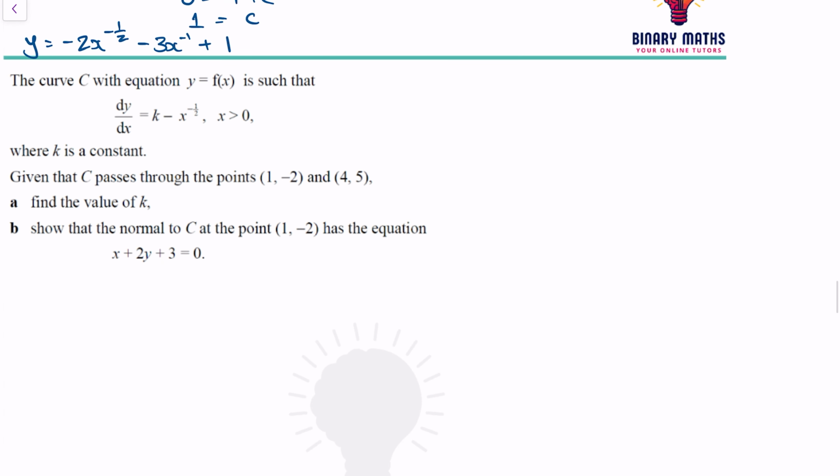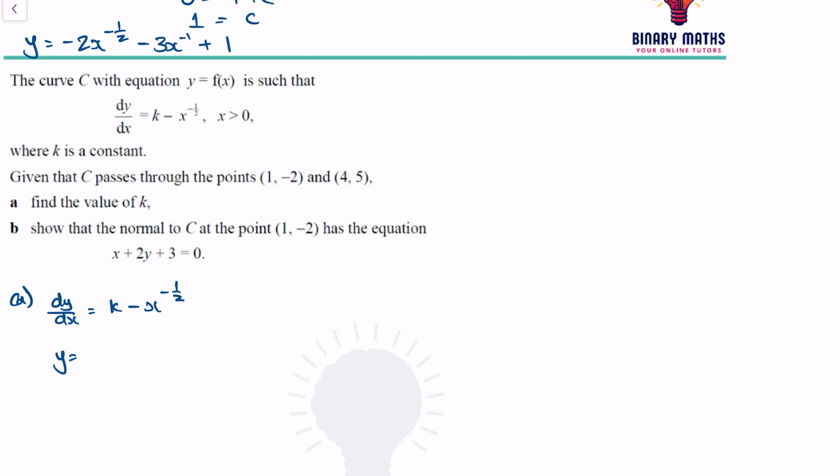Okay, the curve C with the equation y = f(x) is such that dy/dx = k − x^(−½), where k is a constant. x has to be greater than 0. Given that C passes through the points (1, −2) and (4, 5), find the value of k. Okay, so if I know the points that it goes through, I need to find y first. So dy/dx = k − x^(−½), so I need to find the antiderivative of that.